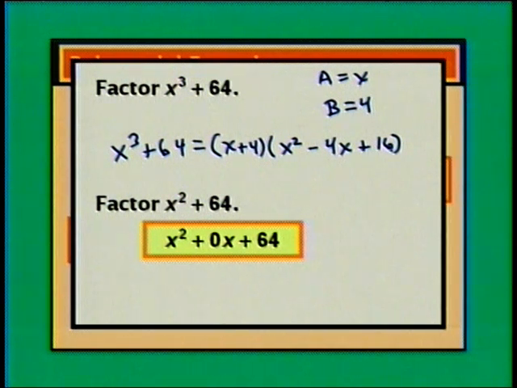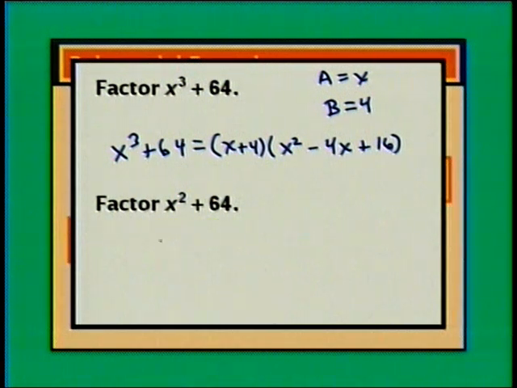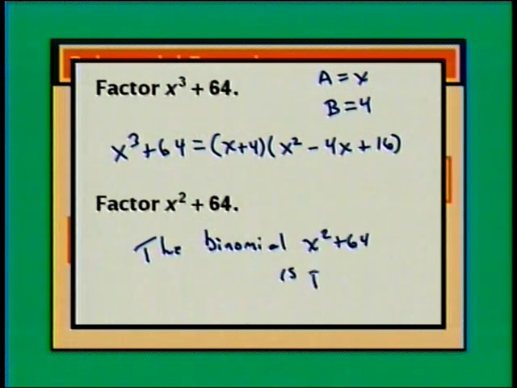Well, think about pairs of integers that multiply to 64. They'd either have to both be positive or both be negative. There's no way we're going to add two positive numbers and get 0, nor is there any way we're going to add two negative numbers and get 0. So it just has got to be the case that the binomial x squared plus 64 is prime.